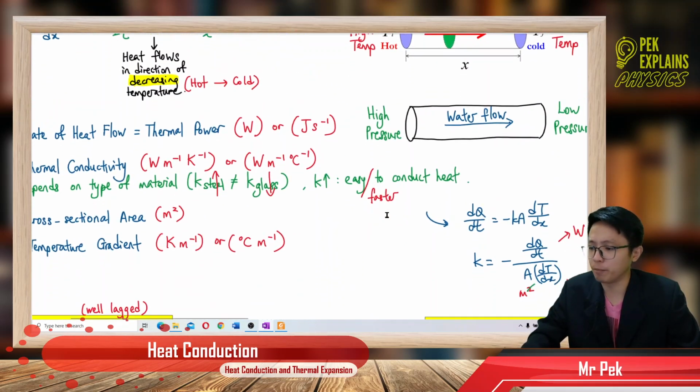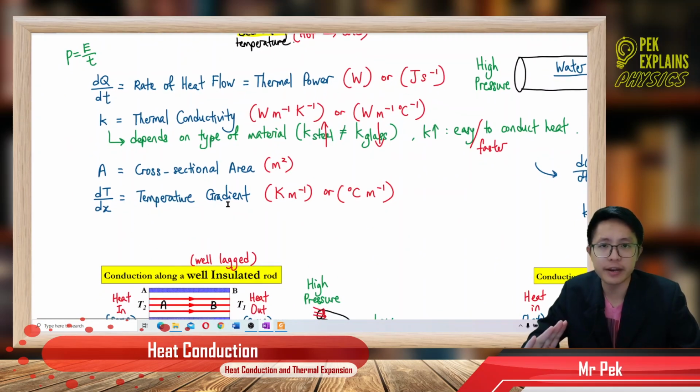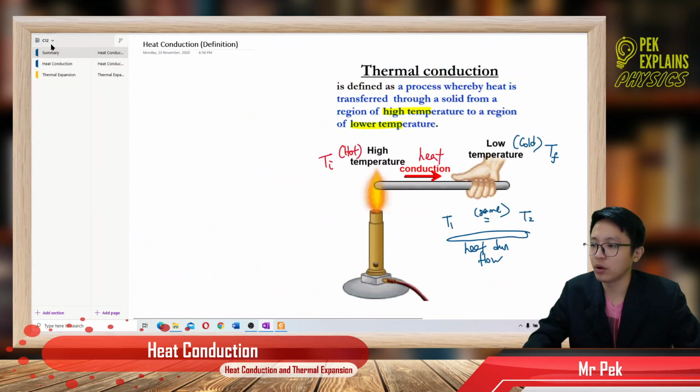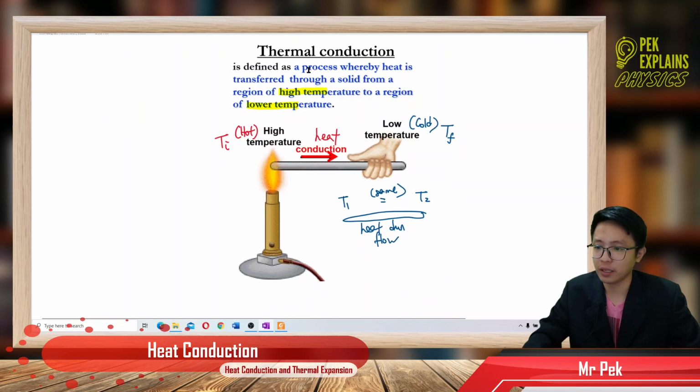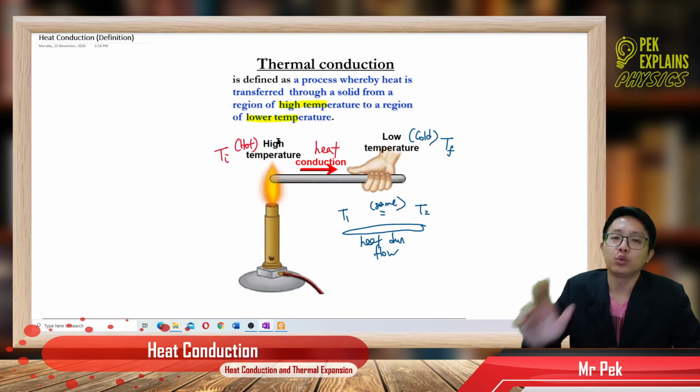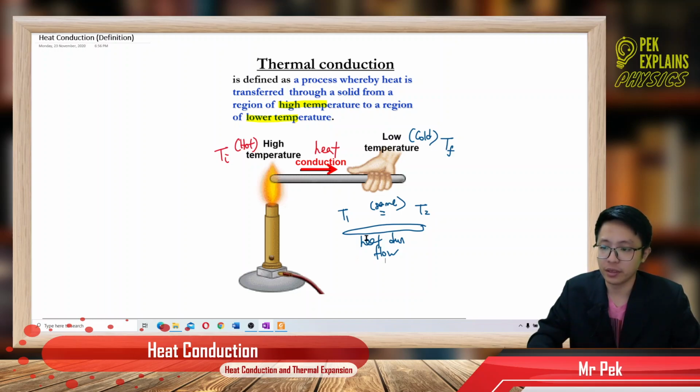Now, first of all, why do we have a temperature gradient? As I said before, why does heat conduction happen? Heat conduction happens because we have two different temperatures. Heat only flows when there is a difference in temperature. If the temperature is the same, it doesn't flow. So there must exist two different temperatures for heat to flow, and heat always flows from hot temperature to cold temperature.